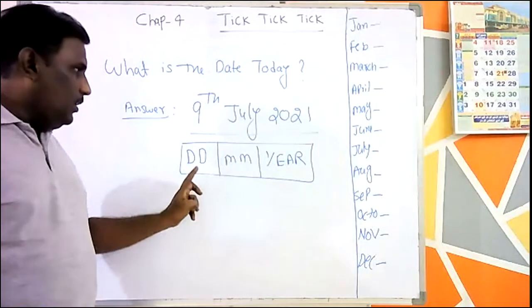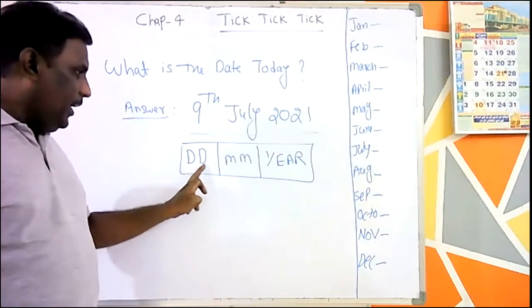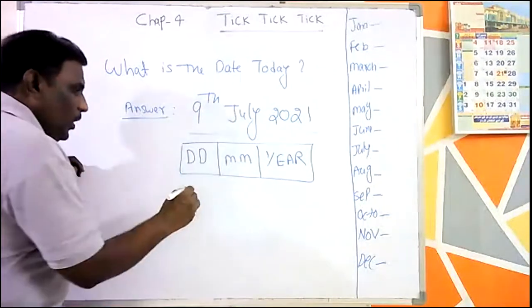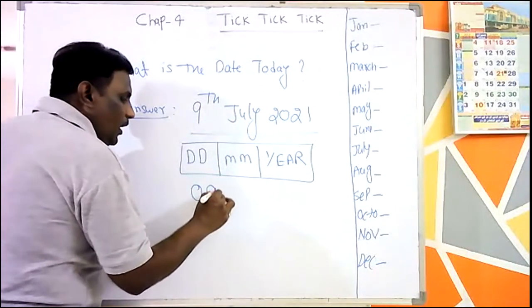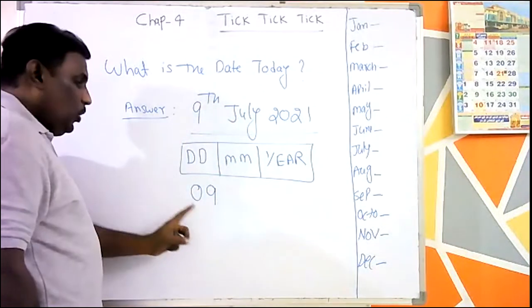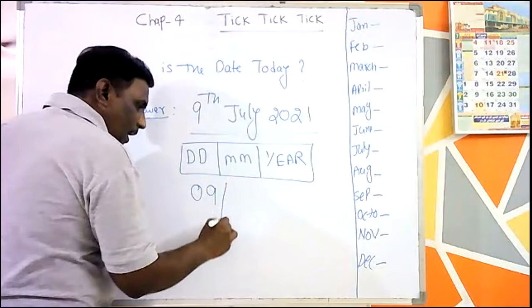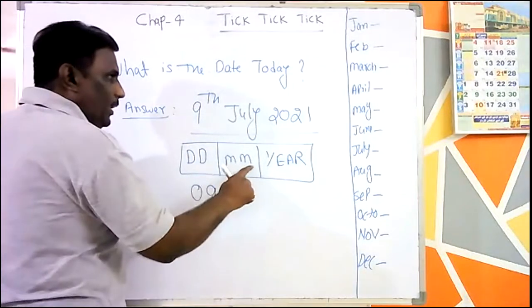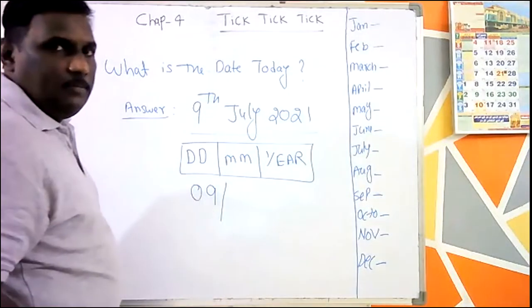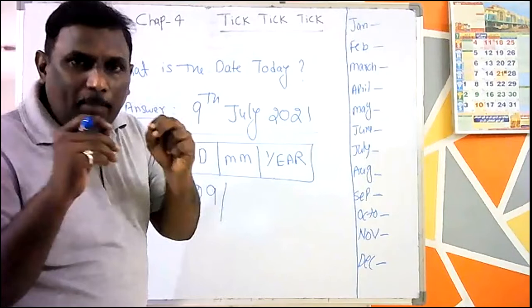What is the meaning of this? Today date is 9, but DD means 2 digits. So you have to write 09. Today date is 09 slash month. Which month is this? What do you mean by month?